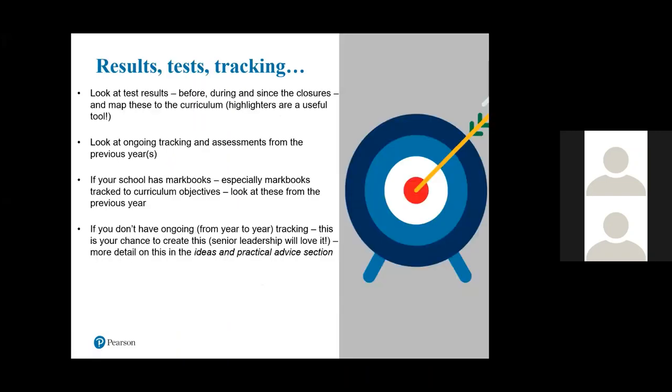And look at test results and ask to see results and marks and tracking from previous year groups. If a student went into the pandemic finding a topic or a skill tricky, they're fairly unlikely to have made up existing gaps without your intervention. Your school might have mark books or ongoing tracking that follows a child from year to year. This could be online or offline, complex or simple.